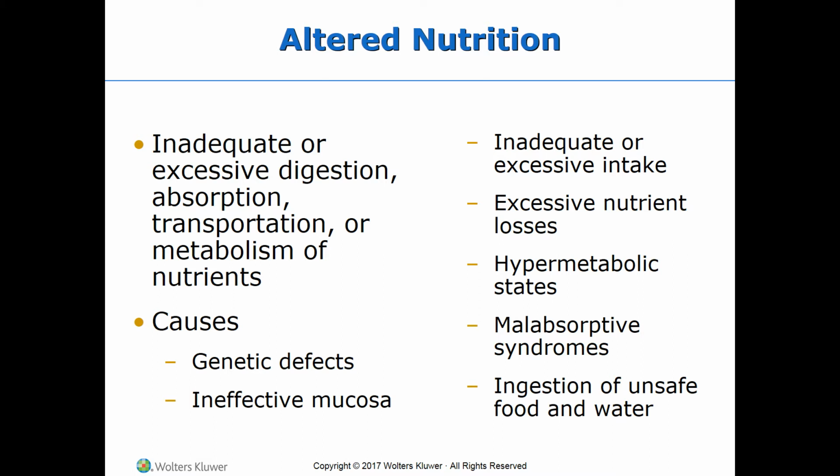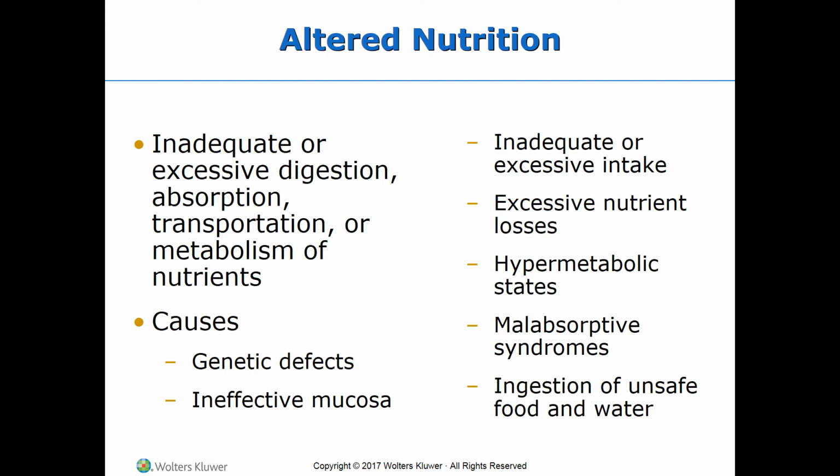Now for altered nutrition. In this case, you have a problem of inadequate or excessive exposure to nutrients that will lead to different signs and symptoms. So altered nutrition or malnutrition is a state of inadequate or excessive exposure to the nutrients. And this exposure can include intake, digestion, absorption, or metabolism of nutrients.